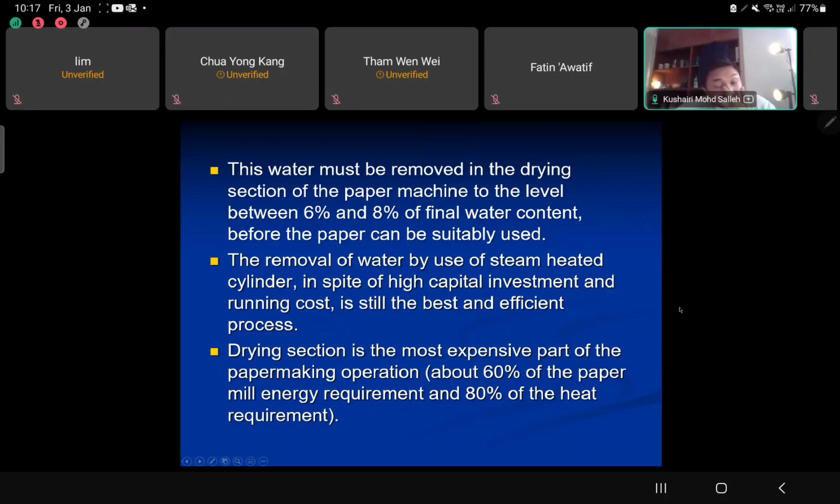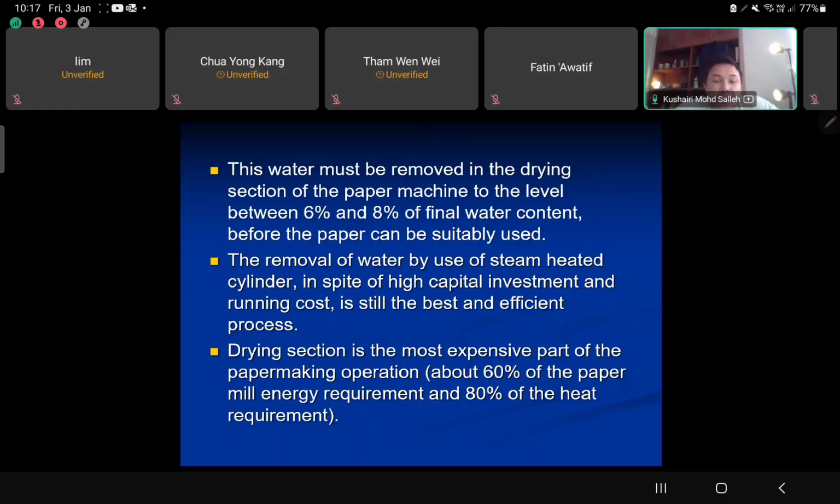Okay, the removal of water by use of steam heated cylinder. They are using heated cylinders in the drying section. They are not using an oven, so it would be impossible for us to dry the paper web in a continuous process by using an oven. So up until now, the most efficient way to remove the water via evaporation is the steam heated cylinder. In spite of high capital investment and running costs, it is still the best and most efficient process.